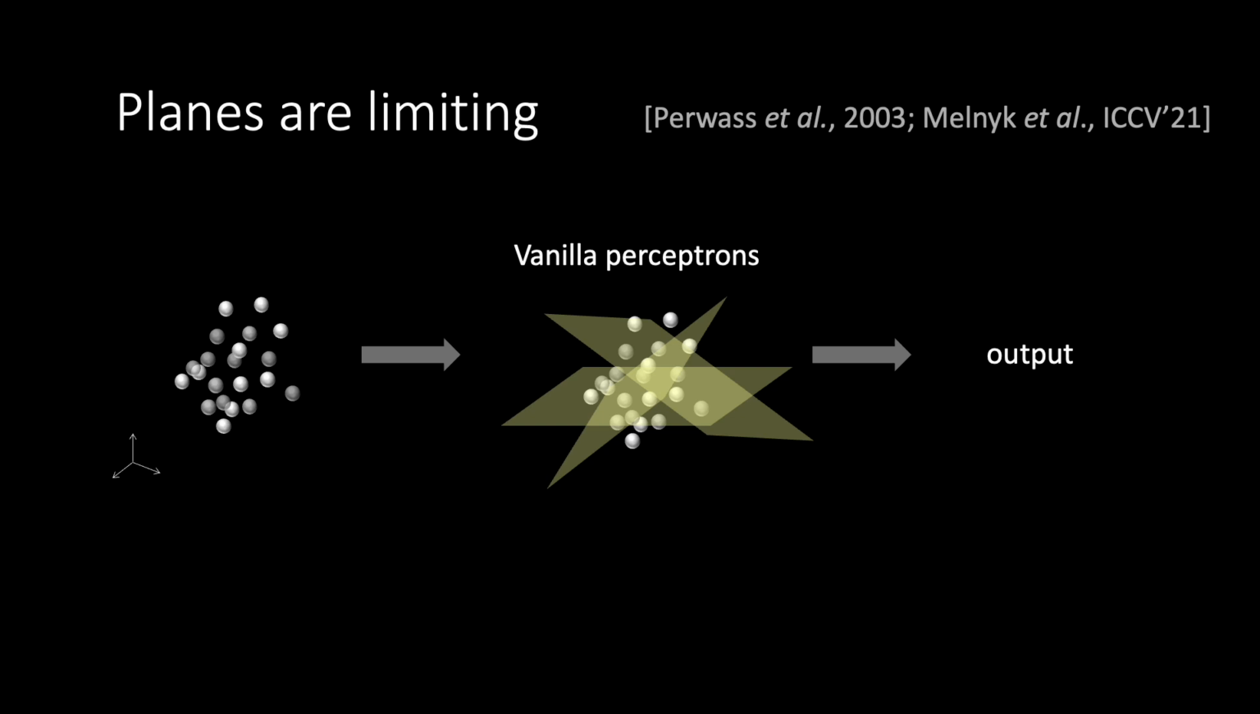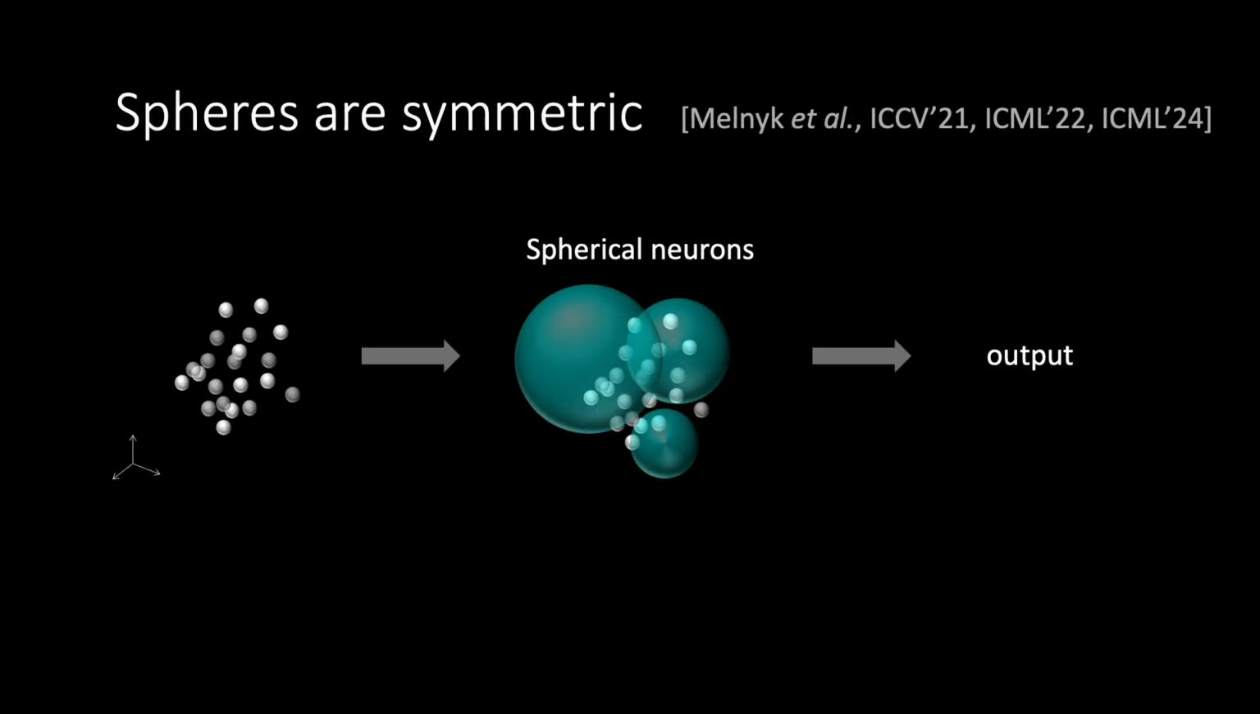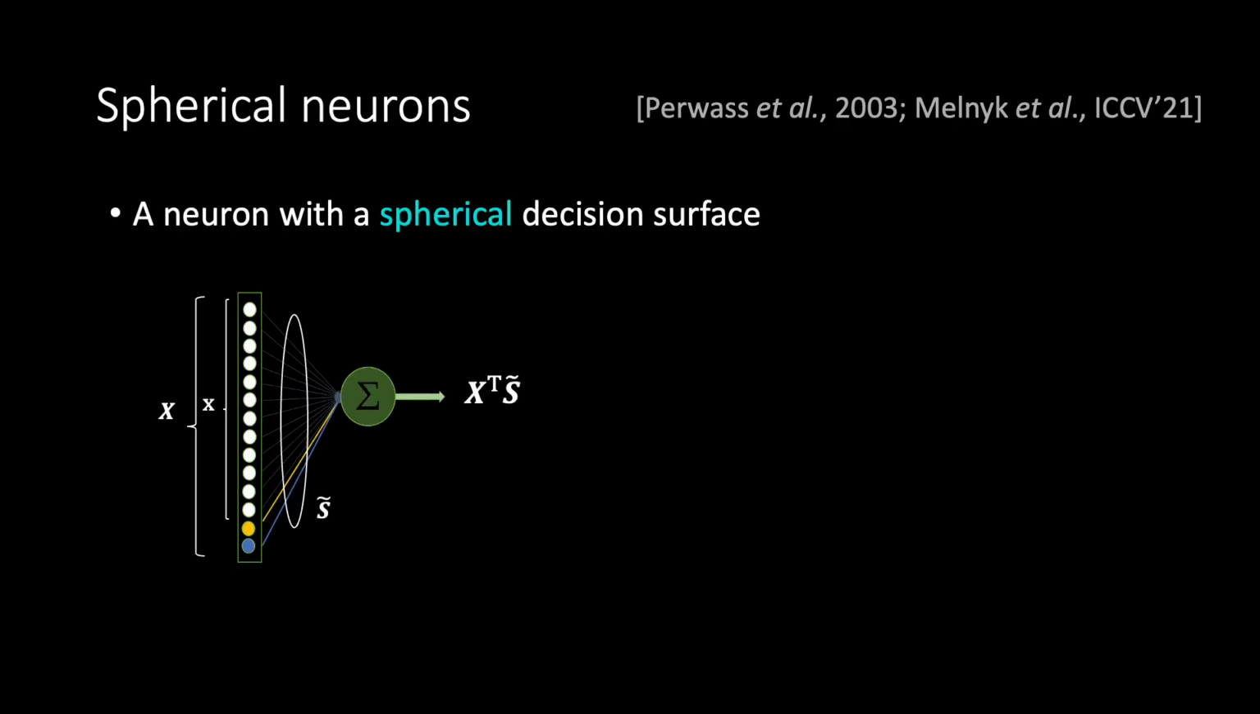A quick recap of prior work. We have previously argued that spheres are a more natural alternative for learning in the Euclidean space, and proposed a model based on spherical decision surfaces, which has extended geometric modeling and interpretability. A spherical neuron is defined as a neuron with a spherical decision surface, obtained by means of the conformal embedding of a Euclidean space in Minkowski space.